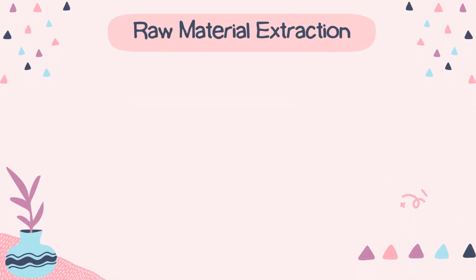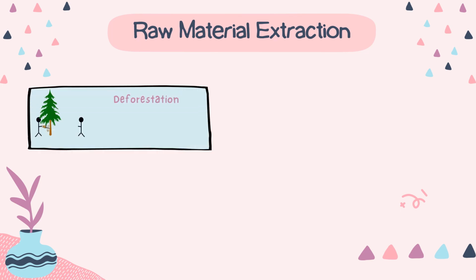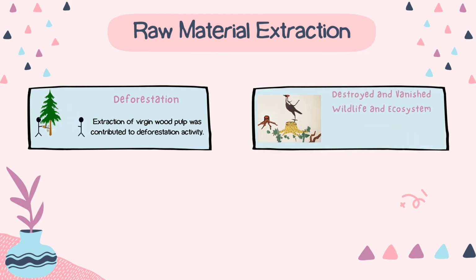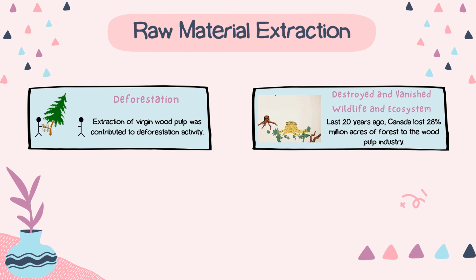For example, in the raw material extraction activity, the process of extracting raw material to produce paper towel contributes to deforestation. The extraction of virgin wood pulp contributes to deforestation. Besides that, it also destroys wildlife and ecosystems. Did you know, 20 years ago, Canada lost 28 million acres of forest to the wood pulp industry. Due to that, much wildlife and many ecosystems were destroyed and vanished.